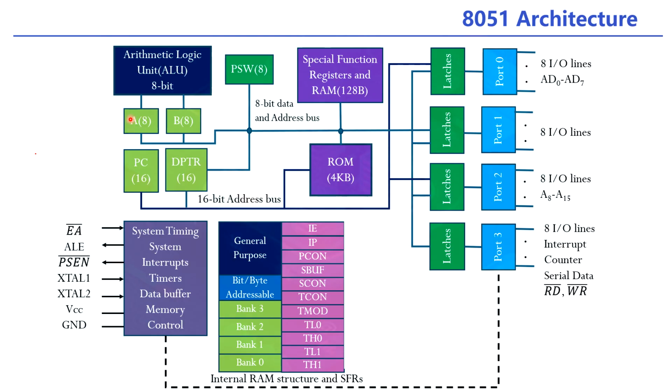In addition to this, if you want to send any data to the outside world, it should be from the accumulator only. And if you want to receive any data from the outside world, the destination is the accumulator only. So that's why the A register is called the accumulator.